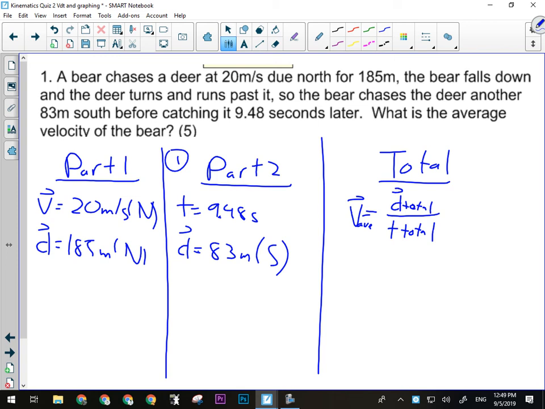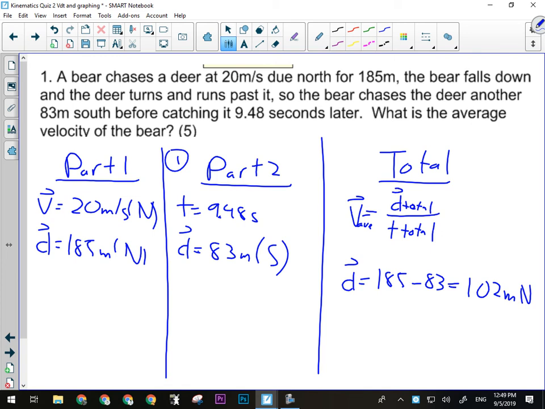Okay, so right now I can calculate the total displacement, can't I? I know how far north it ran, I know how far south it ran, I can figure out how far its displacement is. All right, so the total displacement is going to be 185 north minus 83 south, giving me 102 meters north. So that's the total displacement of the bear. So I now have that. I've got my total displacement.